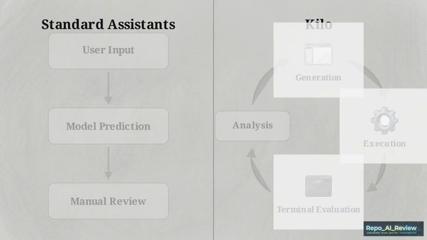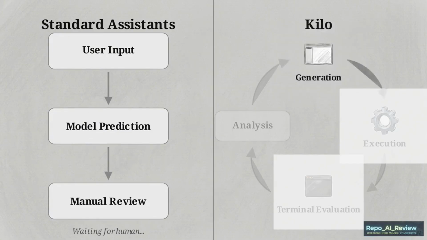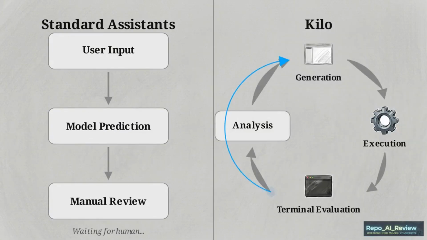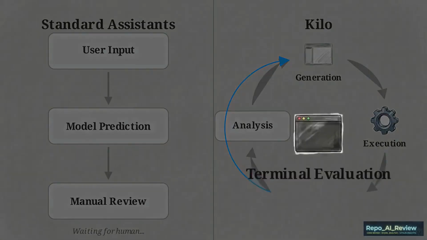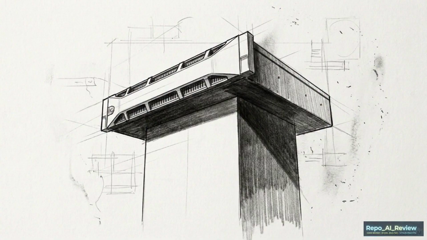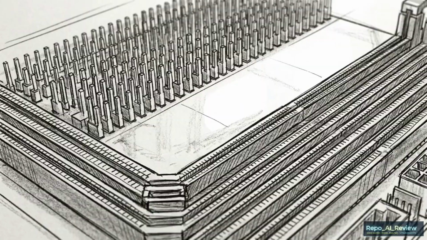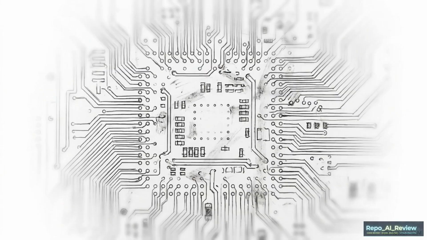This side-by-side flowchart illustrates the architectural difference. Standard assistants follow a linear path, requiring constant human prompting. Kilo operates on a closed loop, executing tasks, evaluating terminal results, and autonomously correcting errors. By isolating this terminal evaluation node, the agent tests its own assumptions. To understand how a machine achieves this level of agency, we must deconstruct the interface layers, routing logic, and tool protocols operating beneath the surface.